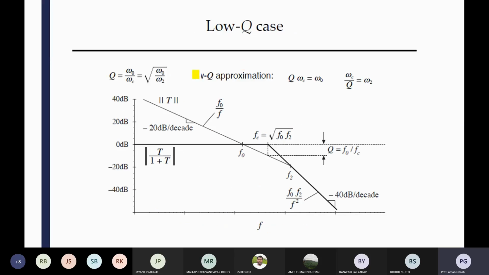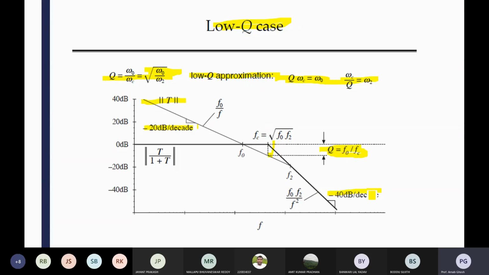So now you can see the low Q approximations. In the low Q case, what will happen? At that value, the low Q value is directly coming to minus 20 dB. Your Q value is Q = omega 0 by omega c, so omega c equals omega 0, and finally you will get Q = F0 by Fc. Okay, so that is your low Q value.